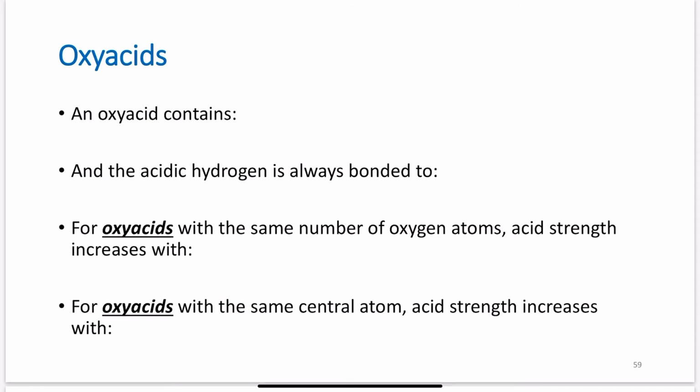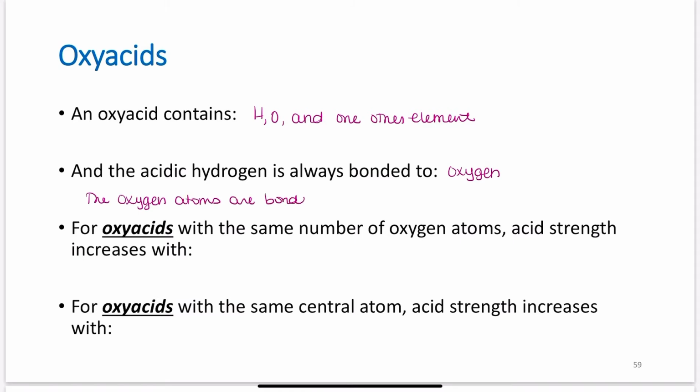What is an oxyacid? You guys have seen oxyacids your entire Gen Chem career so far. You may just not have realized that that's what they're actually called. An oxyacid contains hydrogen, oxygen, and one other element. The trick is that the acidic hydrogen is always bonded to oxygen. The oxygen atoms are bonded to your central atom.